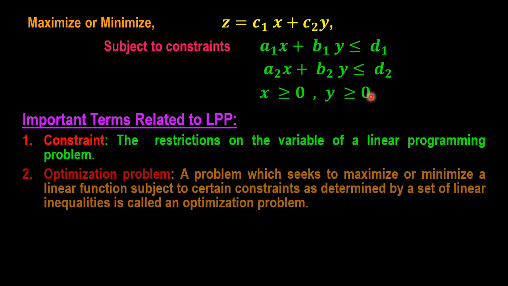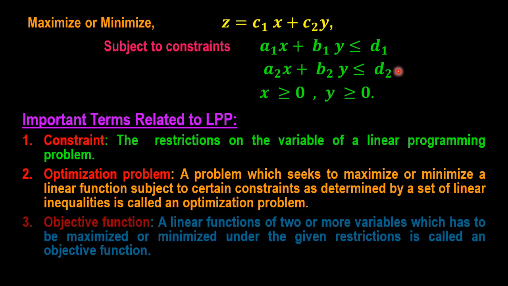The second term is optimization problem. A problem which seeks to maximize or minimize a linear function subject to certain constraints as determined by a set of linear inequalities is called an optimization problem. Here, this as a whole, we call it an optimization problem. The linear function is z equals c1x plus c2y, and it is subjected to the constraints which are given here in the green column. So as a whole, we call it an optimization problem.